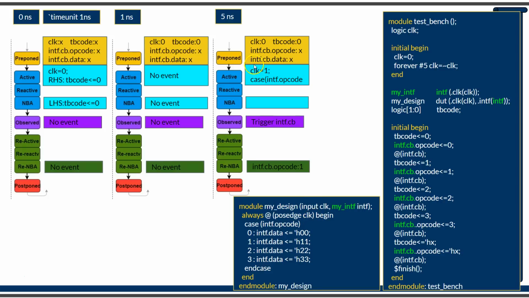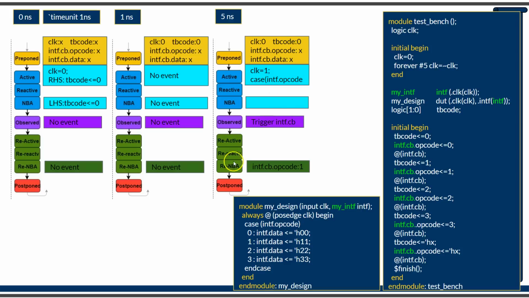As you can see, clock was already executed, clock is already assigned 1. So clock is changing from 0 to 1 in the active region. So this is a trigger event for clock. When this happens, it will trigger an event for executing this case statement, because this is already satisfied in the active region. So the execution will come and check the interface.opcode value, but the interface.opcode value is already X here, and it is not getting updated. So it needs to be updated.